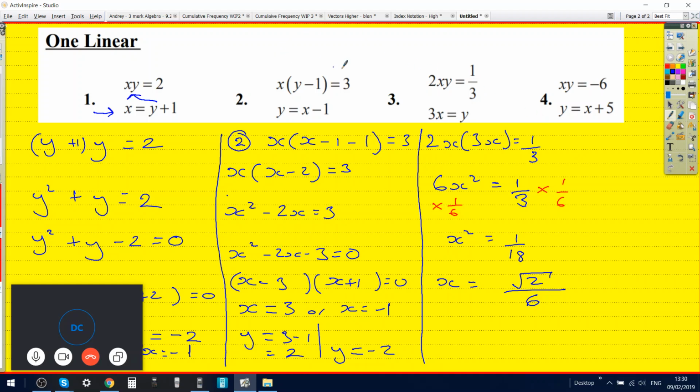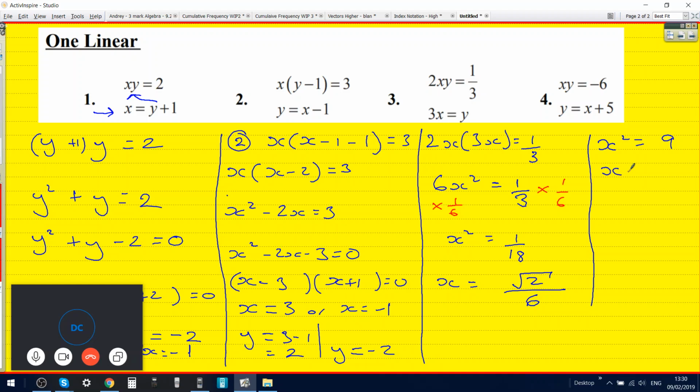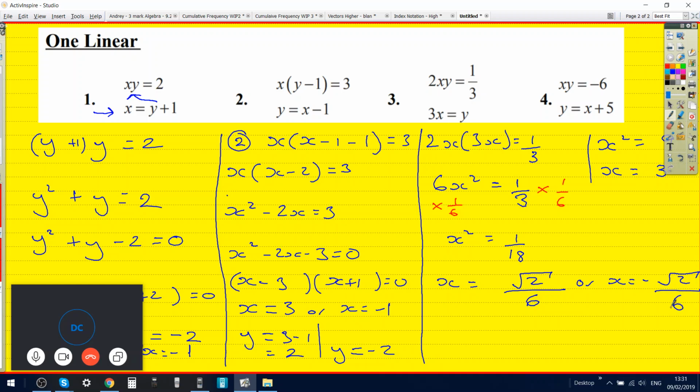What if x squared equals 9? What is x? 3. And is there another similar number that when you square it, you get 9? Minus 3. Yes. And so this one, x equals root 2 over 6 or x equals minus root 2 over 6.